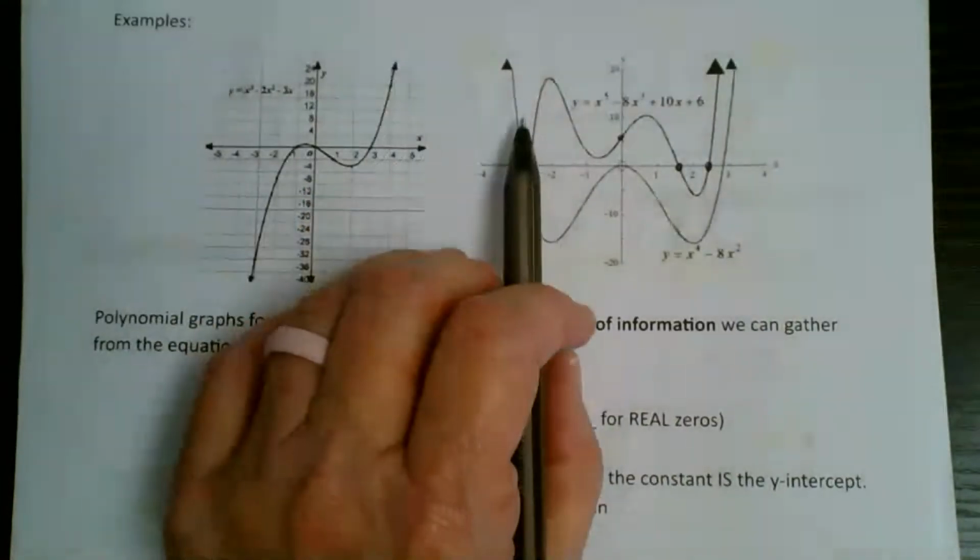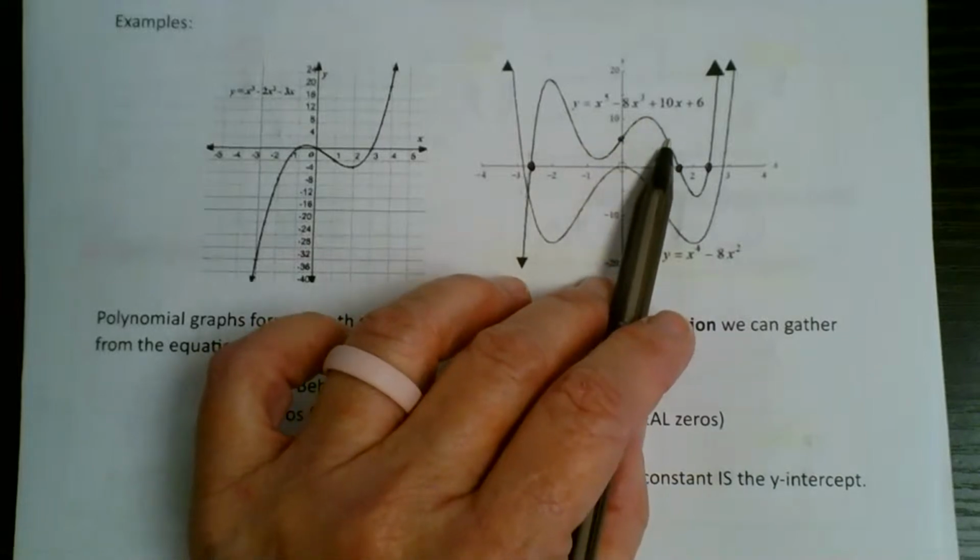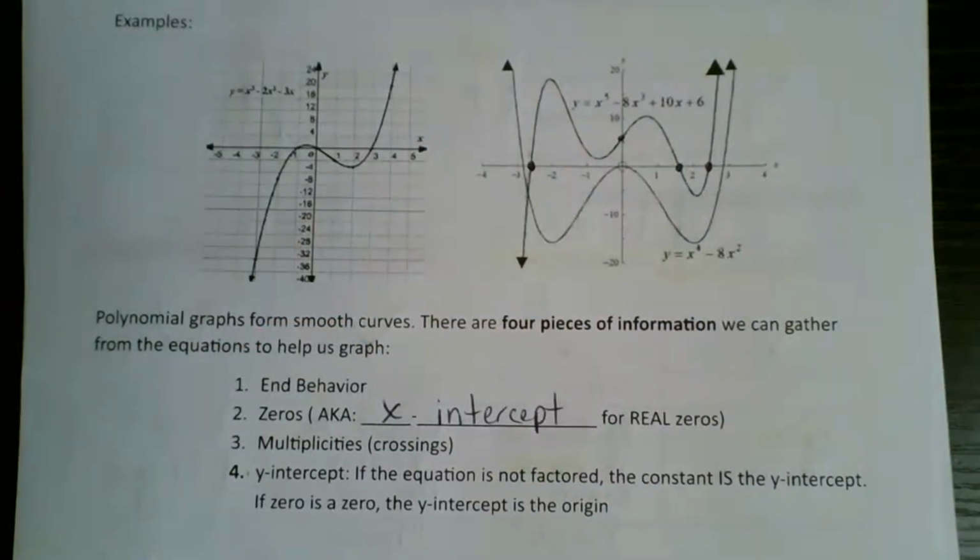So if I look at a graph that has headed towards the x-axis, changed its mind, went off the other direction without going all the way to the x-axis, I can promise you some of your zeros are imaginary. How do we put that?